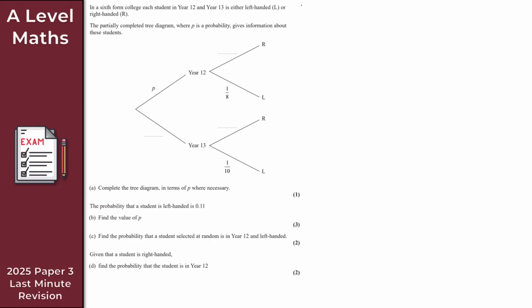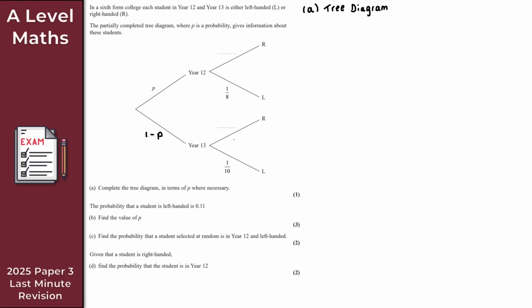For the first part of this question, part A, all we want to do is complete the tree diagram in terms of P where necessary. I'll just make a note here that this is for the tree diagram. So where do we begin? Well, let's just start with this probability here. If this probability is P, this one here must be 1 minus this. So that's simply going to be 1 minus P. And that's it, as easy as that.